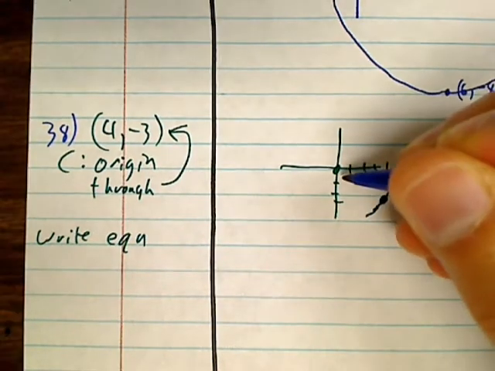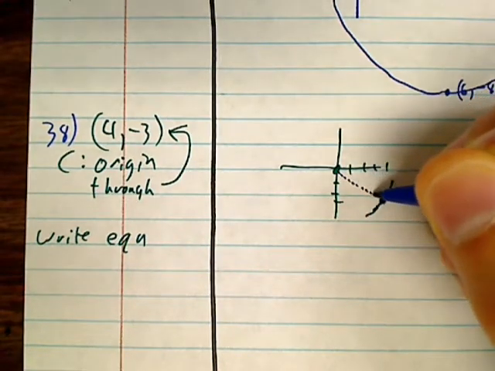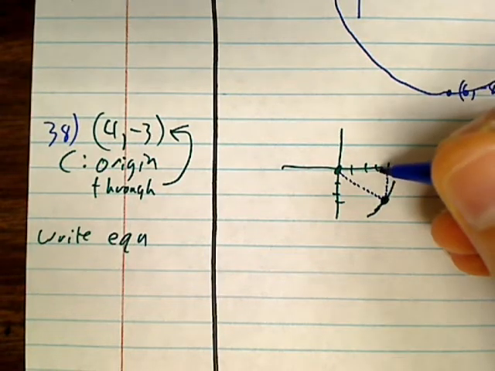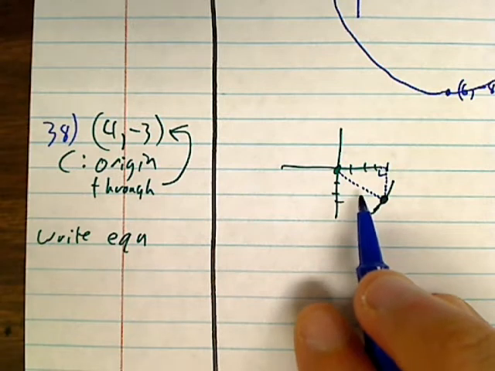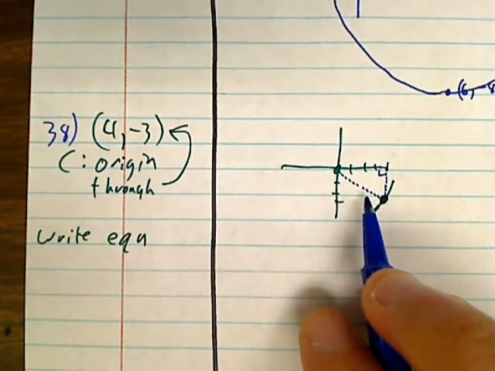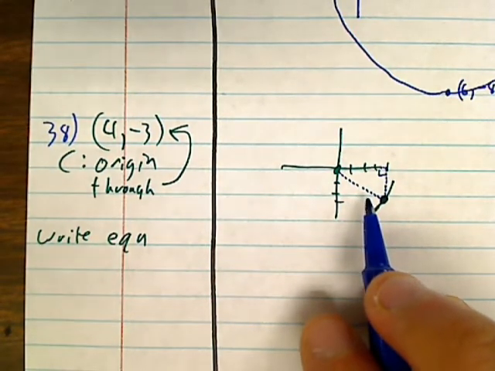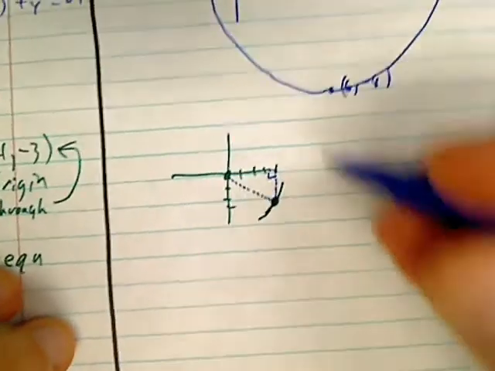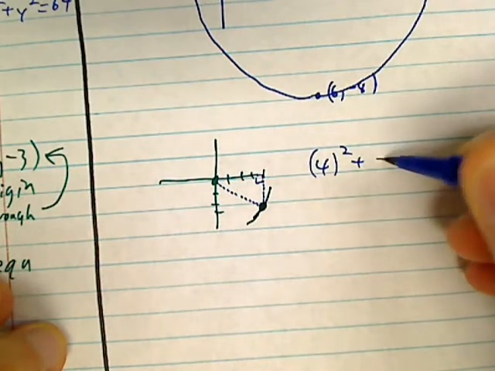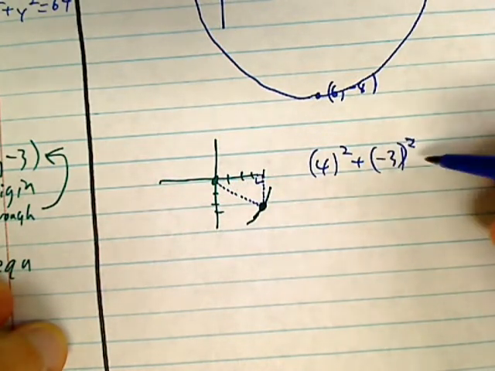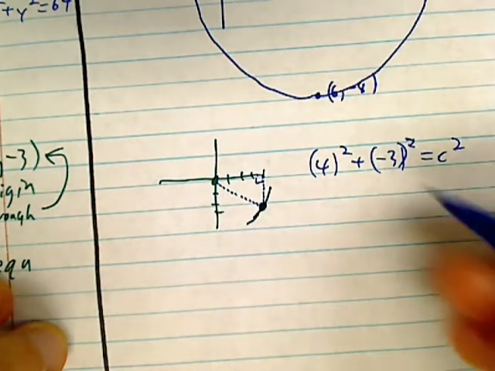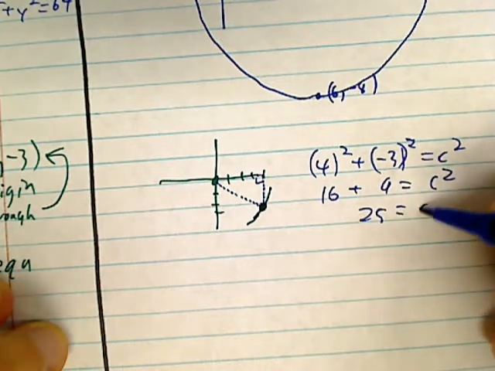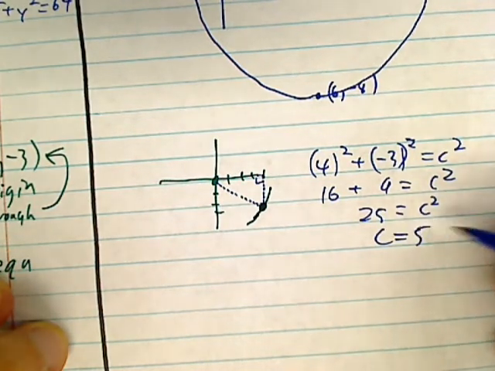Okay, let's see. I want to find this distance here. I'm going to draw an extra line. Now I have a right triangle. Okay, I want to find this distance. Well, that's a right triangle. We can use our friend the Pythagorean theorem. And c squared will be the radius. Okay, so 4 squared plus negative 3 squared equals c squared. Okay, well, let's see. 16 plus 9, okay, 25, and c equals 5.